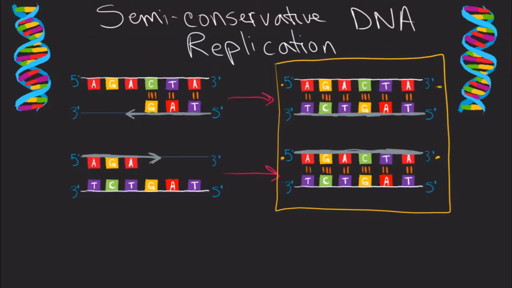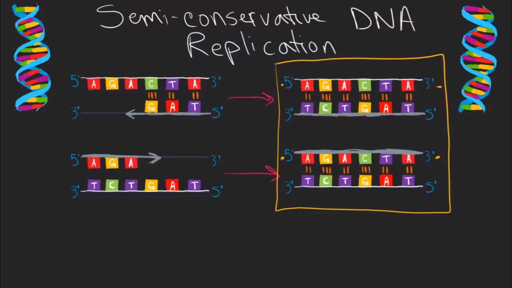Now, this is a very, very simplified version of this process. That's basically it in a nutshell. We unzip it, we take both sides, use them as a template, and connect new nucleotides that match by base pairing. A always pairs with T, G always pairs with C. And you do this along both strands until you reach the end and you have completely replicated that particular chromosome. But of course, like everything in biology, that's a big simplification.